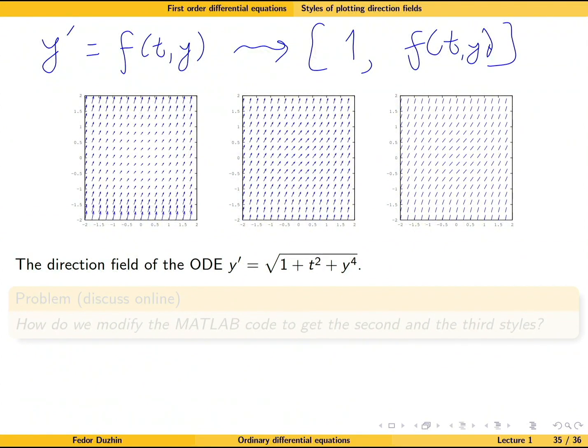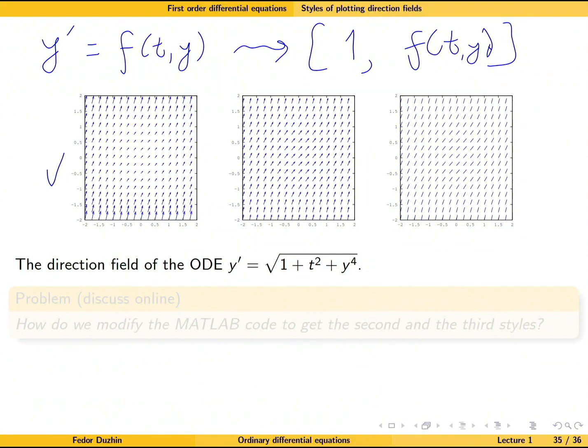And the direction field is a visual representation of a differential equation. All right, so we plot differential equations as direction fields. Now, there are several styles to do it. So notice that the style that we usually use throughout today's lecture is the first one.